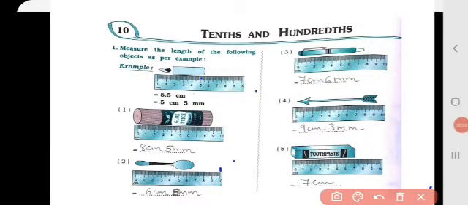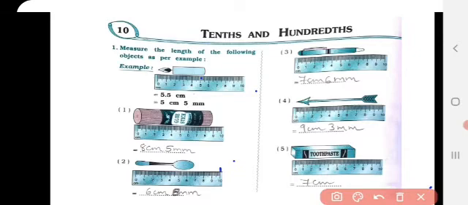Okay, children, on page number 62 of your lesson number 10, tenths and hundredths, you can see the first page is full of pictures with objects including the scale. They had already given a drawn scale, and you can see some of the objects like candle, glue stick, spoon, pen, arrow and toothpaste given on the scale or a ruler. Now for the objects given on the ruler, you have to write their measurement.